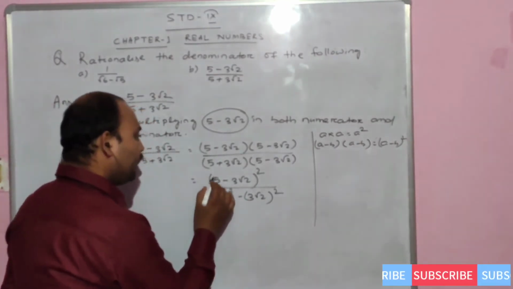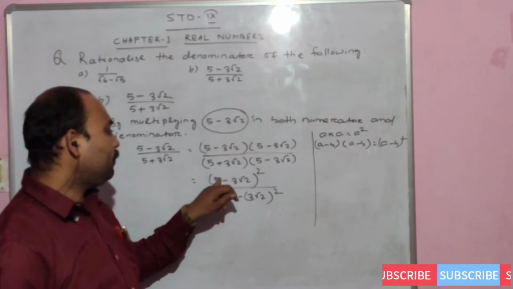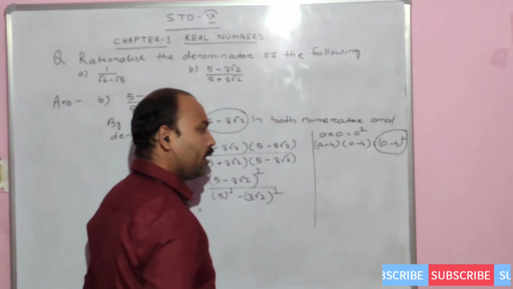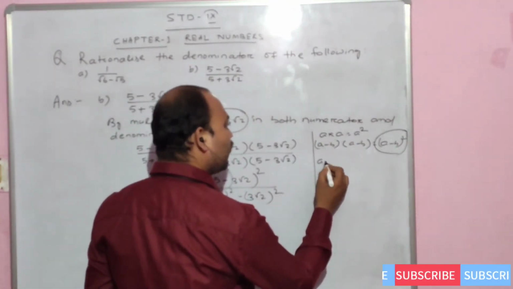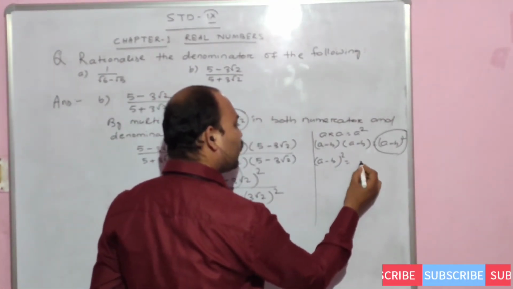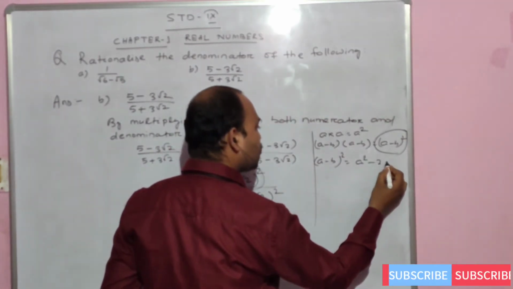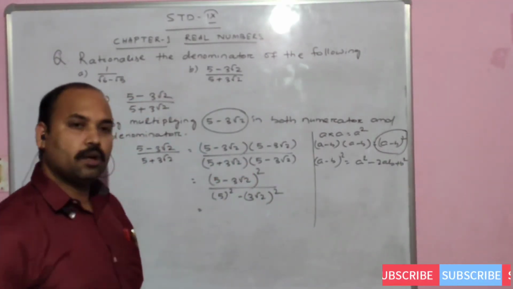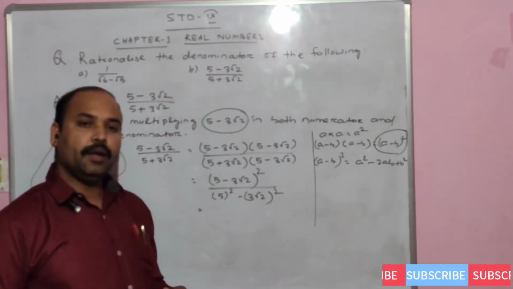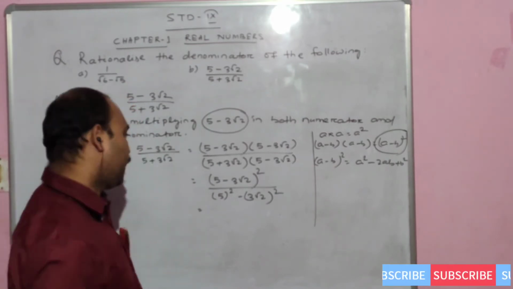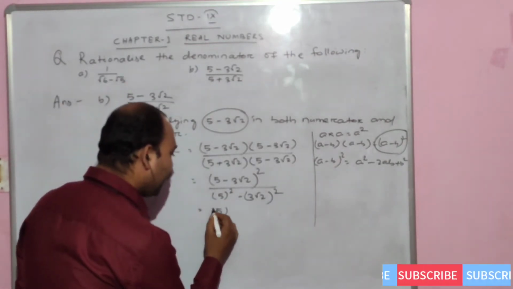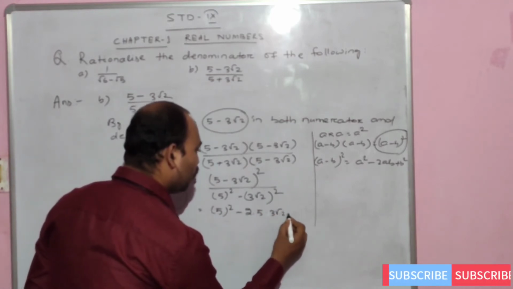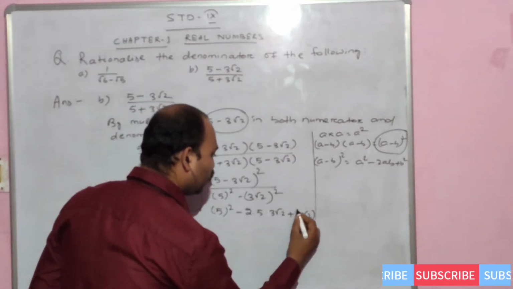So see here, the numerator is (5 - 3√2) whole square. It means it is (a - b) whole square. So what is the formula of (a - b) whole square? Now we know that (a - b) whole square equals a square minus 2ab plus b square. Now the same process we have to apply in (5 - 3√2) whole square. So it will be 5 square minus 2 into 5 into 3√2 plus (3√2) whole square.